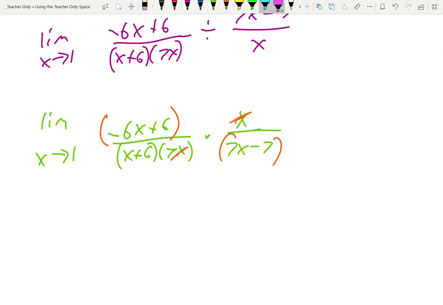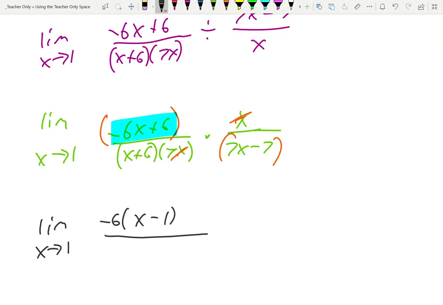Notice here in my numerator, I have negative 6x plus 6. Let's factor out the greatest common factor. Let's factor out a negative 6, which will leave me with x minus 1. Then in my denominator down here, this x plus 6 I can't touch. That 7 is still there. And then out of the 7x minus 7, I'll highlight this in yellow, we have another factor of 7 we can factor out, leaving me with x minus 1. And right there is my magic moment.